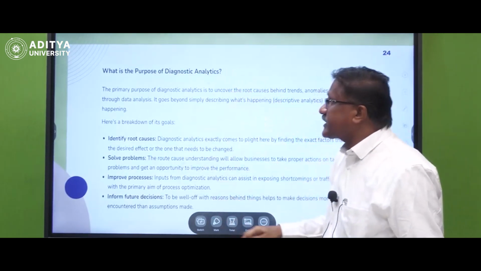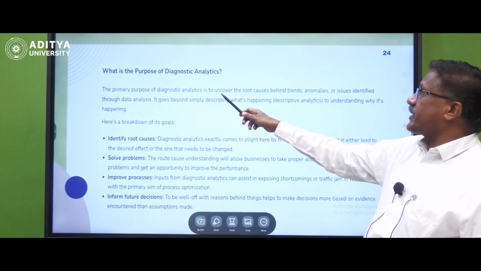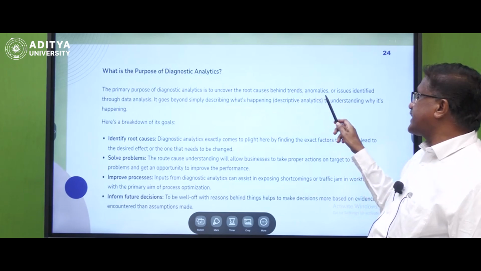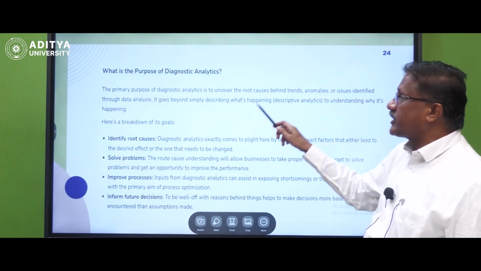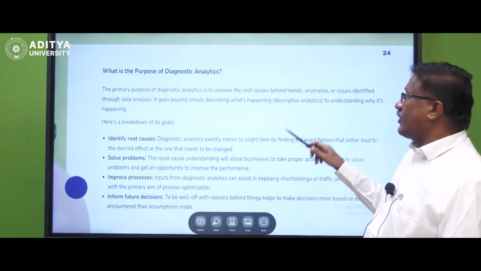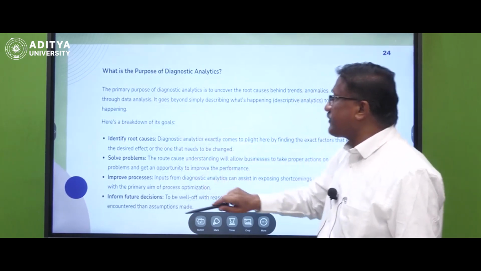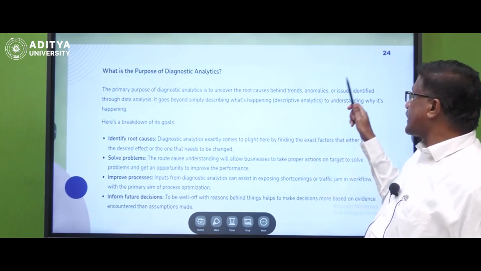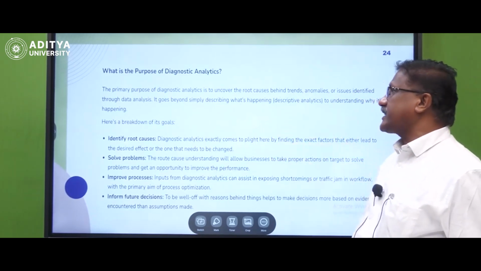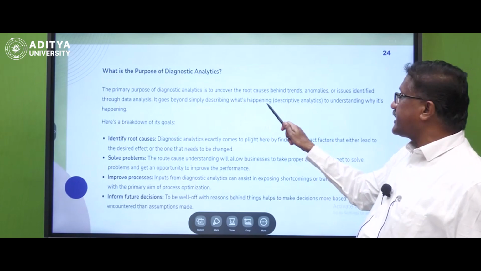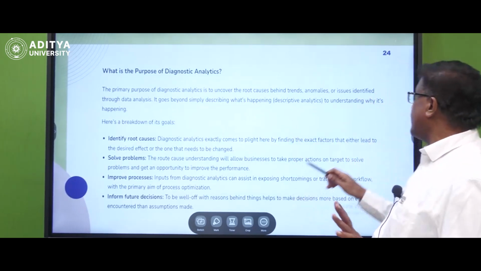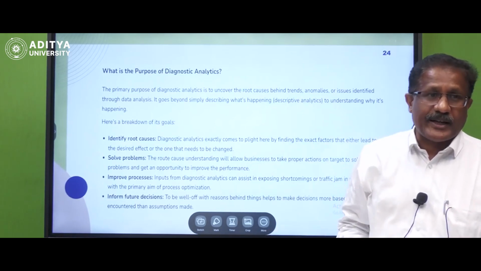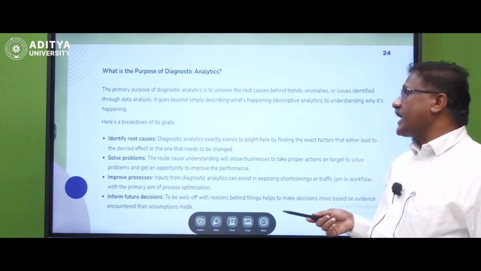What is the purpose of diagnostic analytics? The main purpose of diagnostic analysis: uncover the root cause, and the trends, anomalies, issues identified through the data analysis. That means, what happened? The primary purpose of diagnostic analysis is to find out what the root causes are, what the problems identified through the data analysis are. It also goes beyond simply describing what is happening, to understand why it is happening.